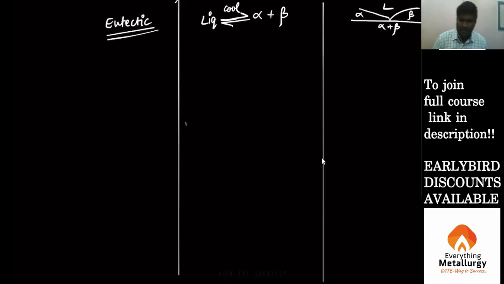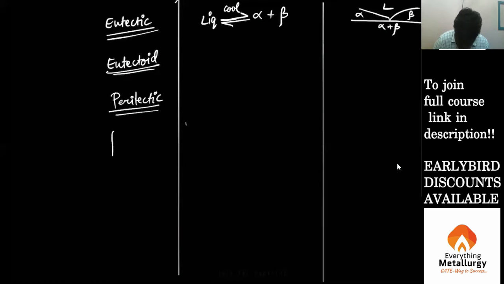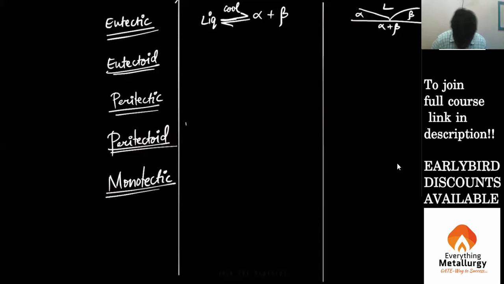Similarly, as I said, for the other reactions, I'll just write them down for you. Eutectoid, peritectic, peritectoid, and we also have monotectic. And one more is syntectic. So these are the different reactions that are present.